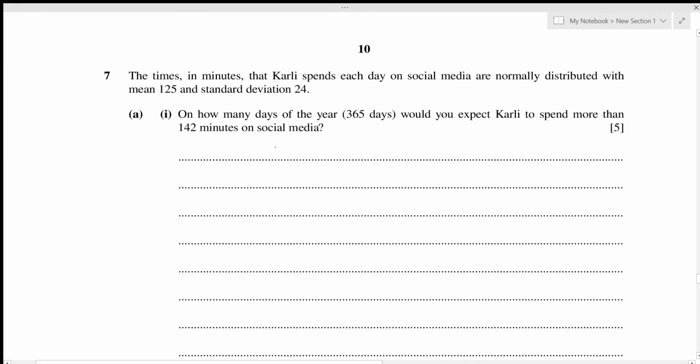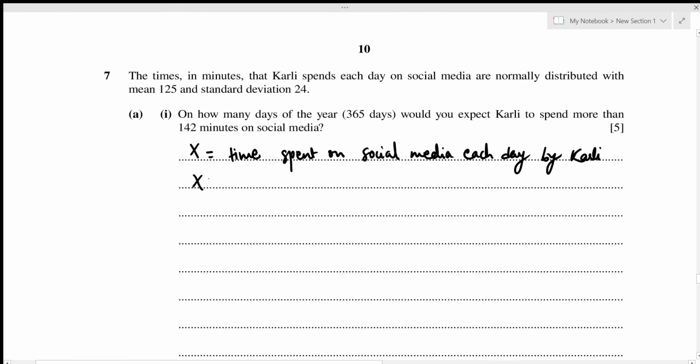So the times in minutes that Carly spends each day on social media are normally distributed. Alright, so I'm just going to denote the variable X as the time spent on social media each day by Carly. And we're also given that this is normally distributed with the mean 125 and the standard deviation 24. So that's 24 squared because the second parameter is that of variance.